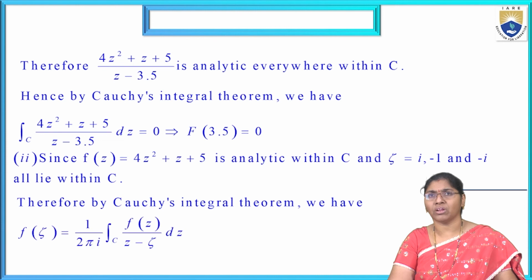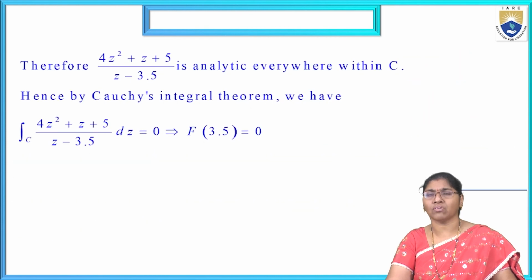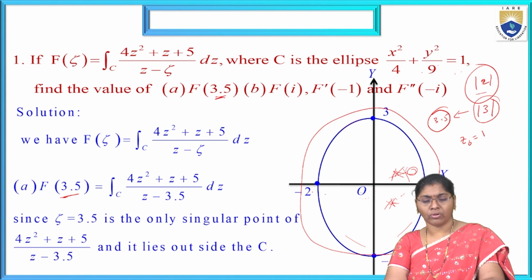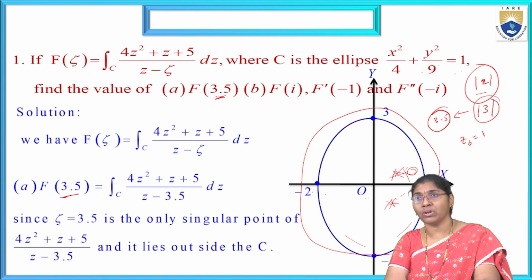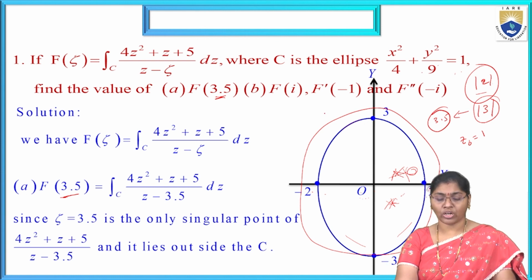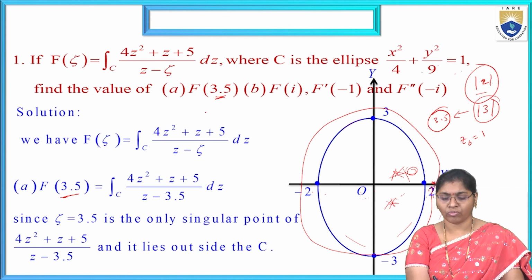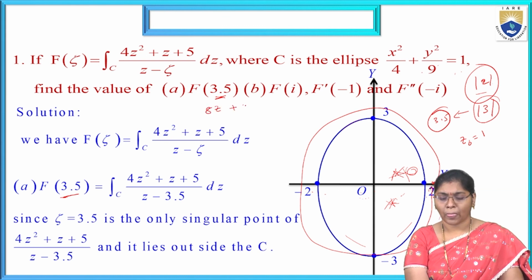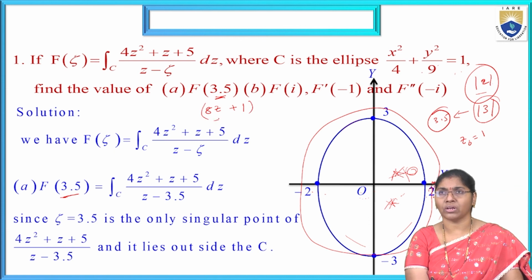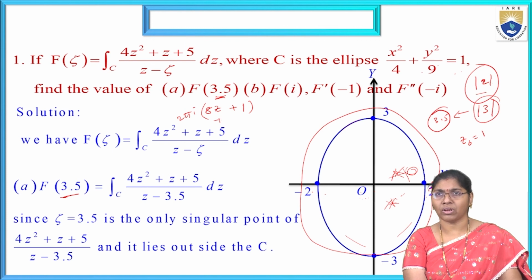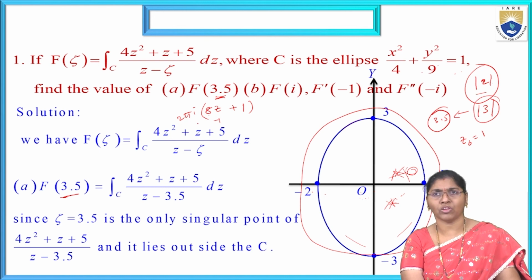Next, the remaining f of z. They are asking f of 3.5, which is completed, then f of i, f dash of minus 1, f double dash of minus i. F dash of minus 1 means the derivative of this f of z, that is 8z plus 1, since the z derivative is 1. Now substituting minus 1 here, already 2 pi i is there. Minus 8 plus 1 is minus 7. Minus 7 into 2 pi i means minus 14 pi i.